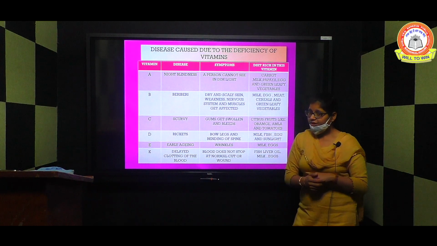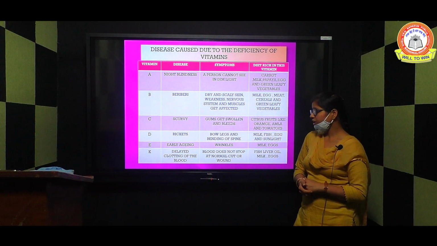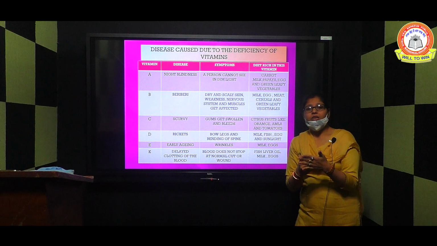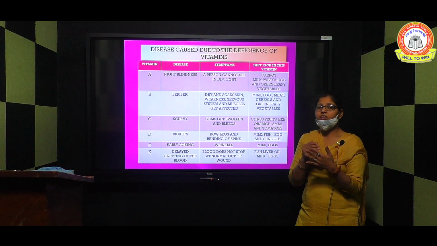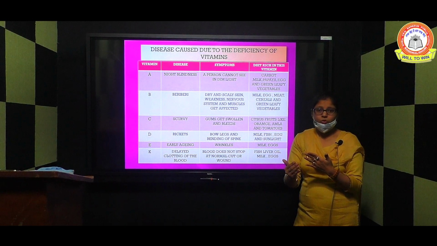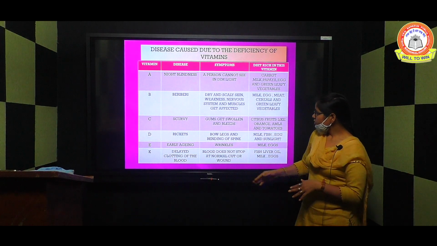Vitamin K deficiency causes delayed clotting of the blood. If you have a cut or a wound and you have a deficiency of vitamin K, it is very difficult to heal that wound.